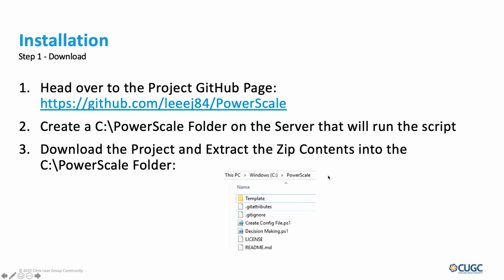So as I say, it's a 3-step process, nice and straightforward. The first step is to get the product downloaded. So you head over to the GitHub page, download the folder. It's then just a case of creating a C:\PowerScale folder on the server, and downloading and extracting the contents into that folder.